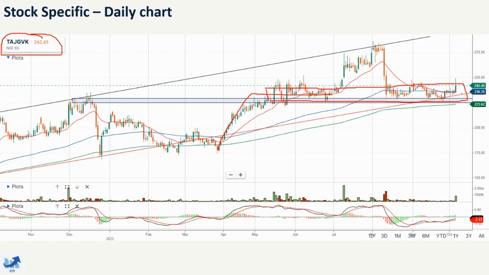On Friday, the stock showed a very good positive sign. It did break out of its zone, and looks like it is facing some resistance around 250. So once this level of 250 is crossed, you can expect the bullishness to resume in the Taj GVK stock.